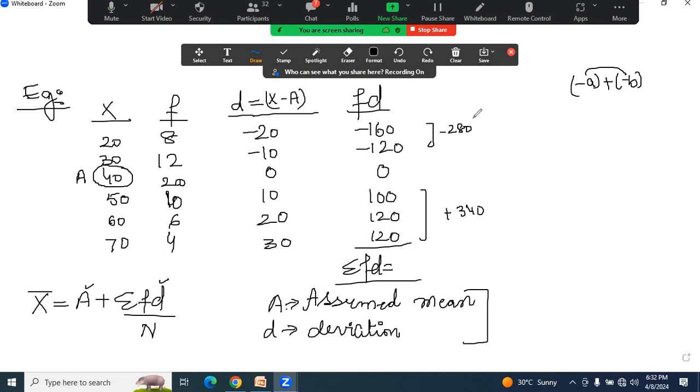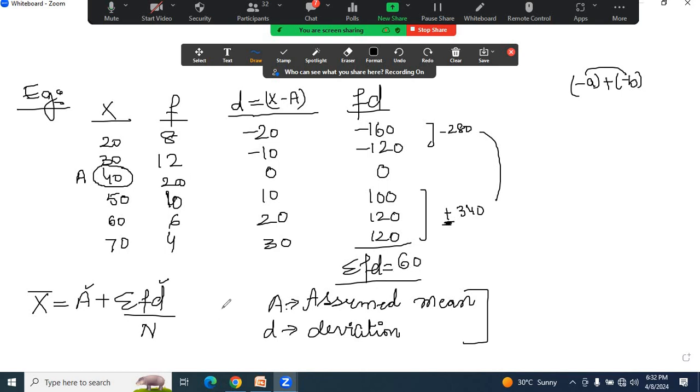So what is the final answer? This is negative 280 and this is positive 340. One number is negative, one number is positive, so I will do subtraction, but take the sign of the bigger number. So what is 340 minus 280? 60. Yes, sign of the bigger number. 340 is bigger and it is plus, so it will be positive 60.